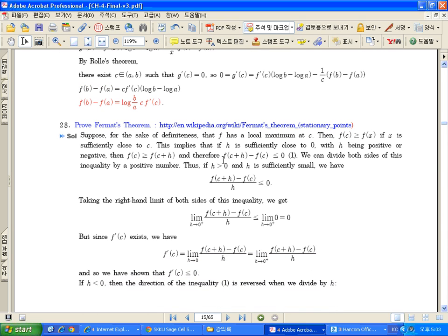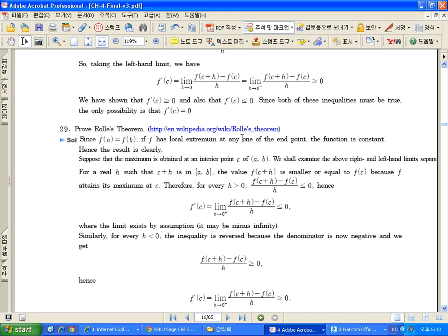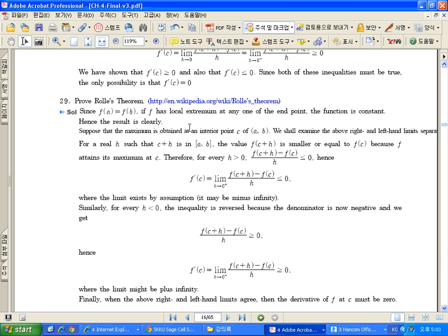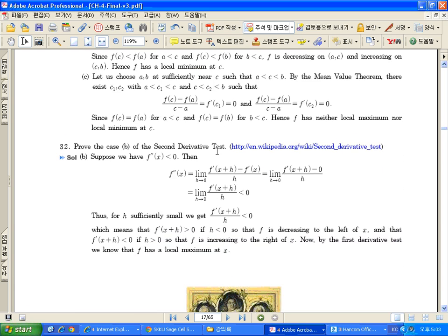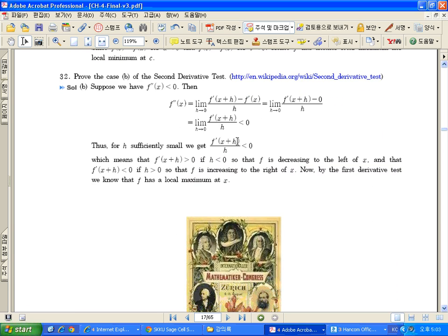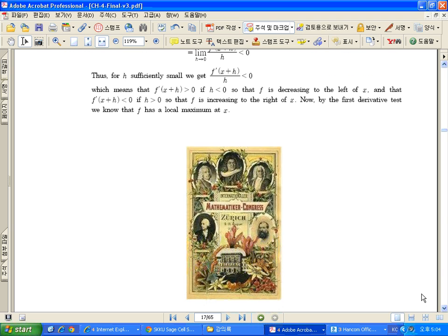And I have given some proof of the Fermat theorem in detail, which comes from Wikipedia, and proof of Rolle's theorem in general, and the increasing and decreasing test, etc. So there is whole information for the section 4.4 in the book, so you may go through it, and if you have any questions, raise them in the bulletin board, so we can go through it. Okay, I think that is the end of section 4.1.